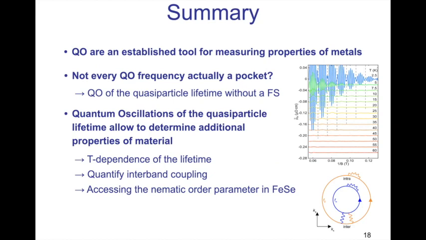You can use them to, for example, study the temperature dependence of your lifetime. You can quantify interband coupling, a property which is otherwise not really accessible in experiment. And in iron selenide, you can directly access the nematic order parameter.